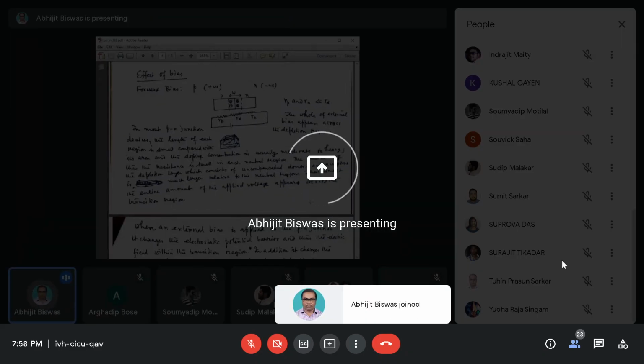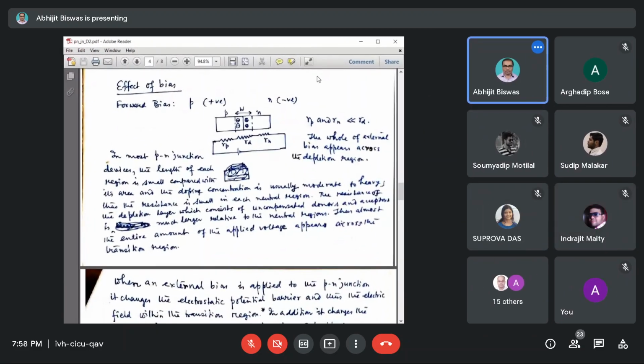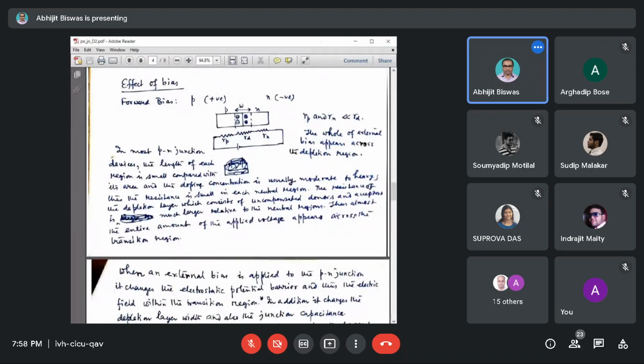Next is the effect of bias. Is the slide visible? Yes, sir. So if we consider a PN junction diode and you apply a forward bias, that means P is connected to the positive terminal of the battery with reference to the negative.